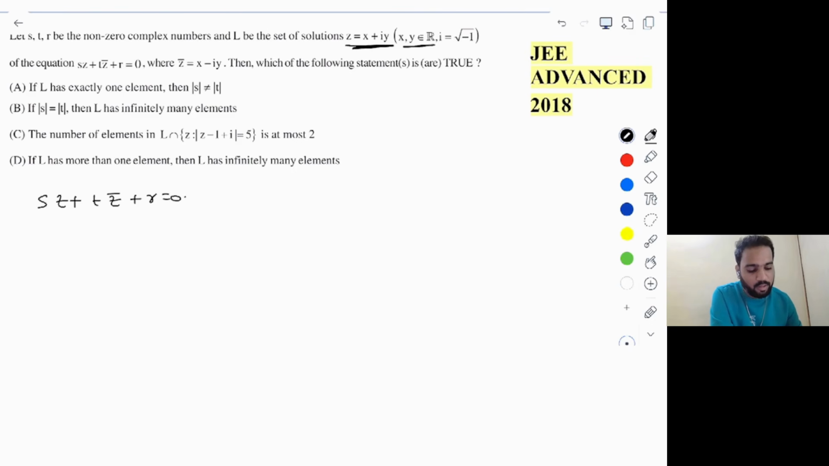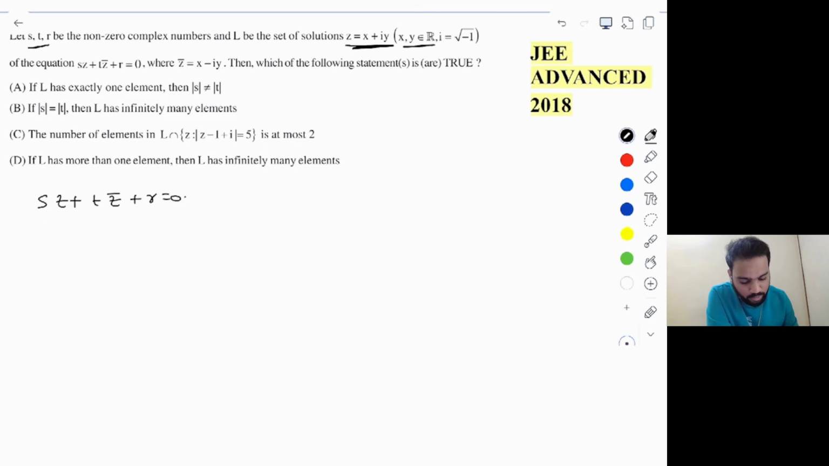So let's read the question. What is the given part? Which of the following statements is/are true? Clearly each and every option here is based on the set L, because L is representing the solutions of this equation. Now this equation has a lot of importance here. And moreover, you need to understand that s, t, r are non-zero complex numbers, right? I'll tell you in brief what conclusion should be drawn from this equation.